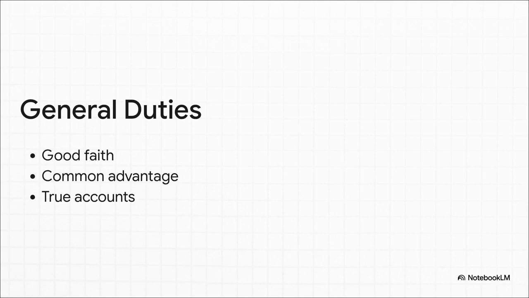Common advantage means you don't run a side hustle at the expense of the firm. You act as an agent for all. True accounts? That means absolute transparency. No hidden ledgers, no fabricated expenses. Evaluators look for these exact words.